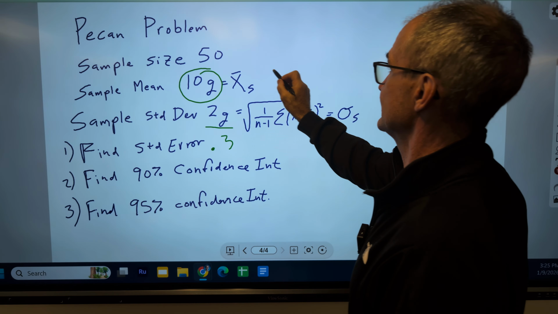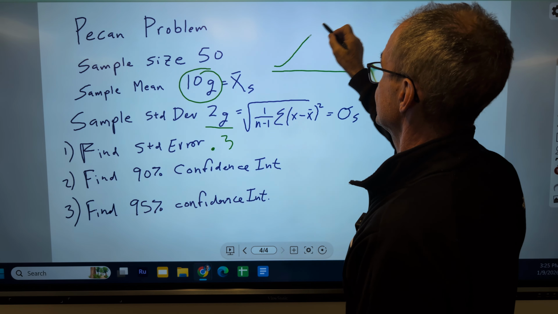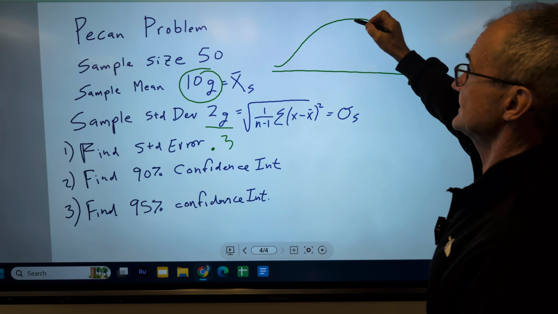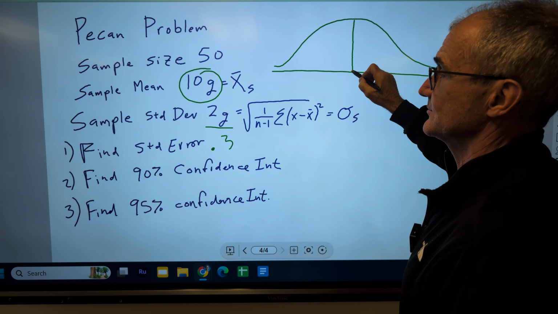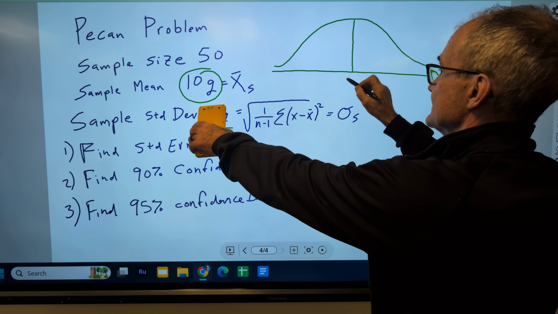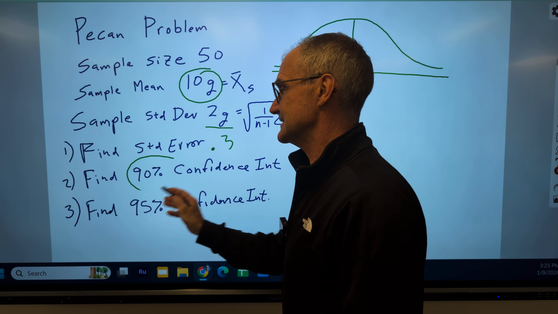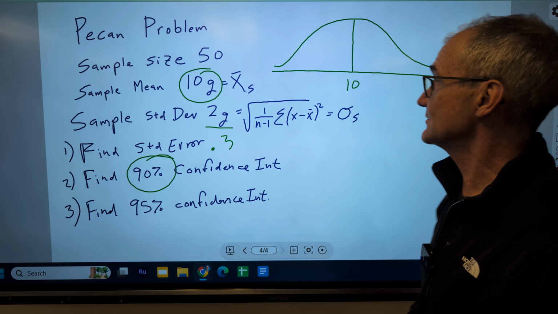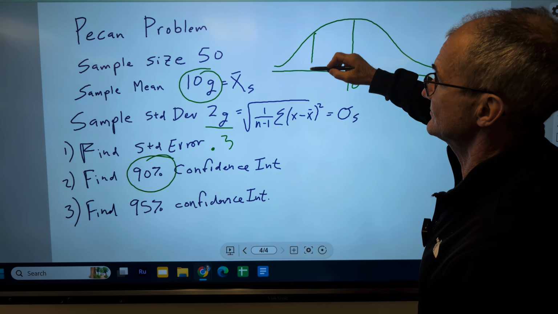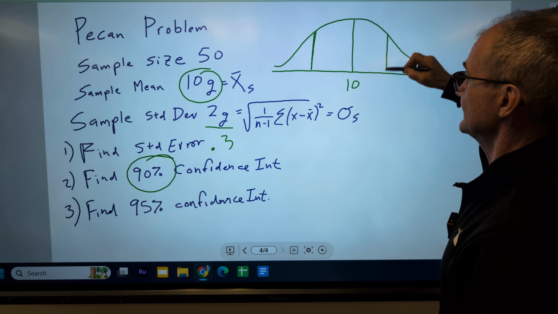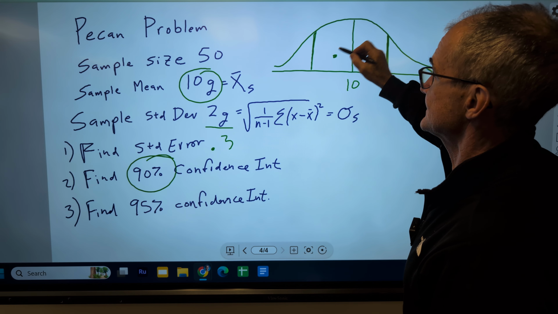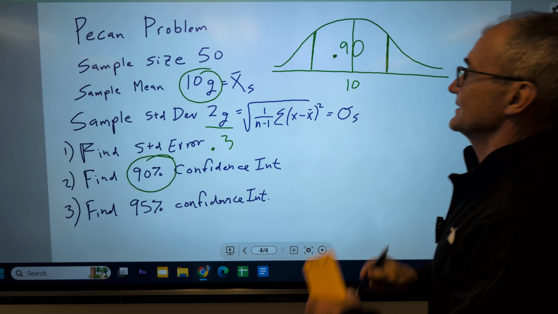And this is a little tricky here. I draw my bell curve of normal distribution. In the middle of that bell curve is x bar, and that average is 10 of the sample. And I'm asked to find the 90% confidence interval. So I want to know what value is here and here to give me a 90% probability on the overall.